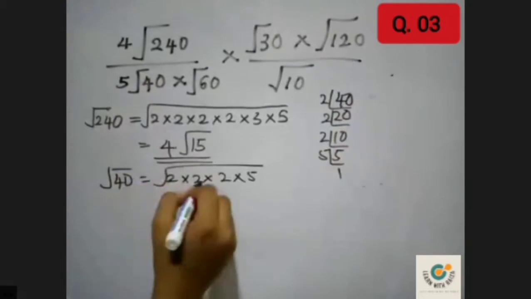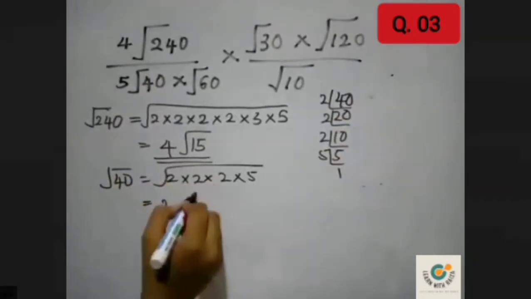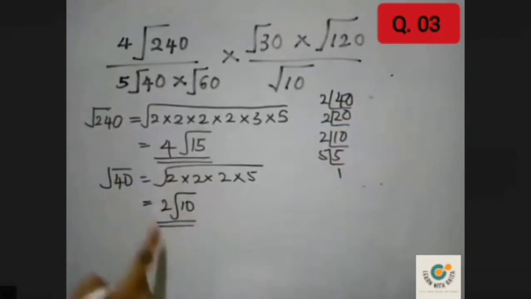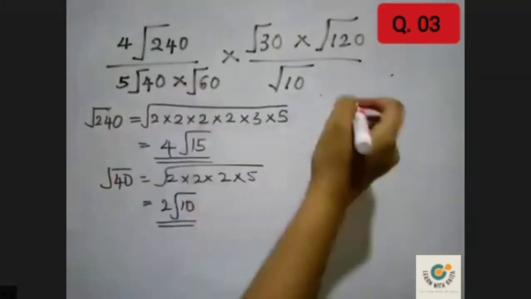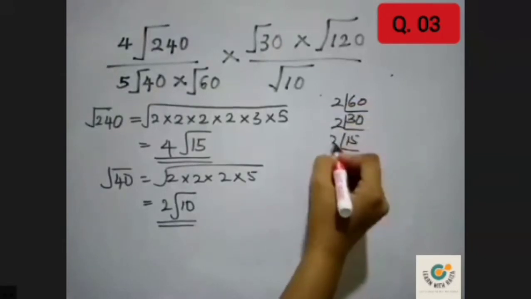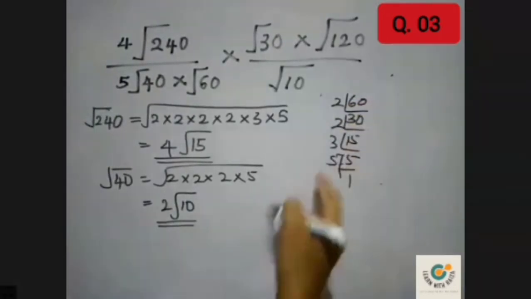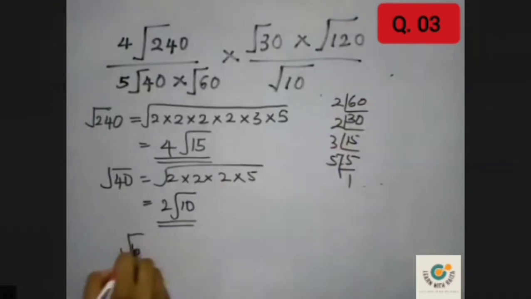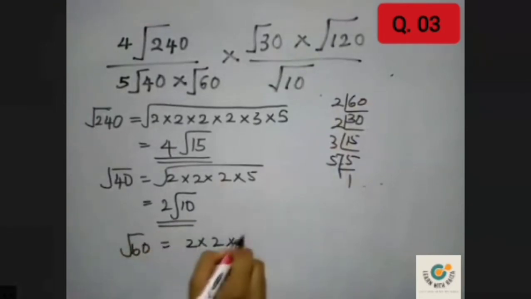Now I know 2 into 2, 4. So I can take 2 out, 2 into 5, 10. Now instead of root 40, I can take 2 root 10. Similarly, we'll do for root 60 also. 60 divide by 2, 30, 30 divide by 2, 15, 15 divide by 3, 5, 5 divide by 5, 1. Now I can write root 60 is equal to 2 into 2 into 3 into 5.